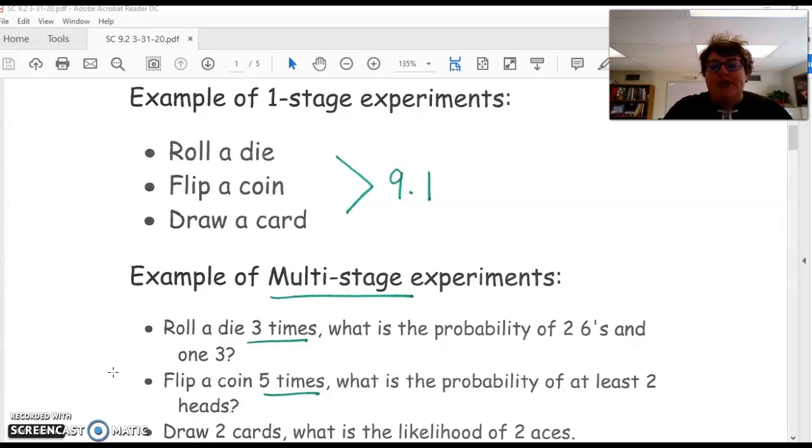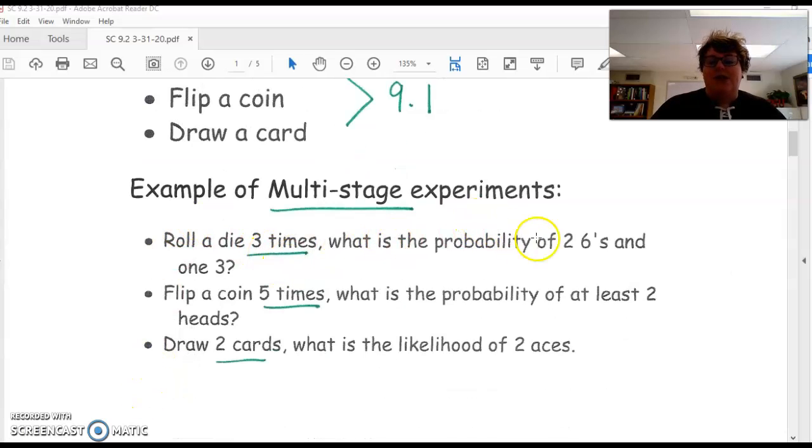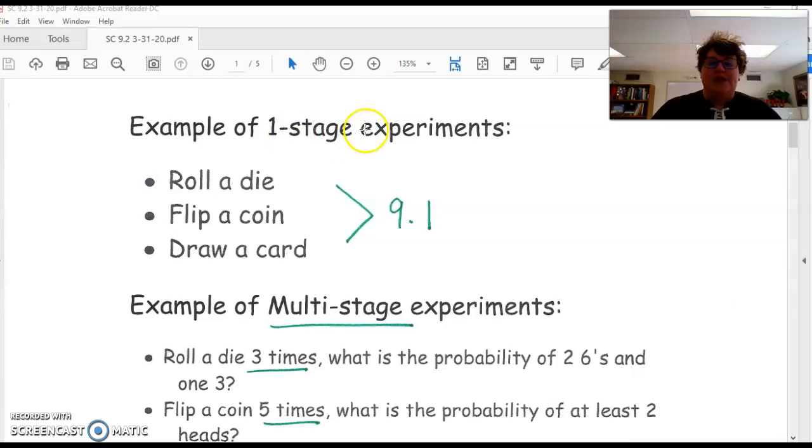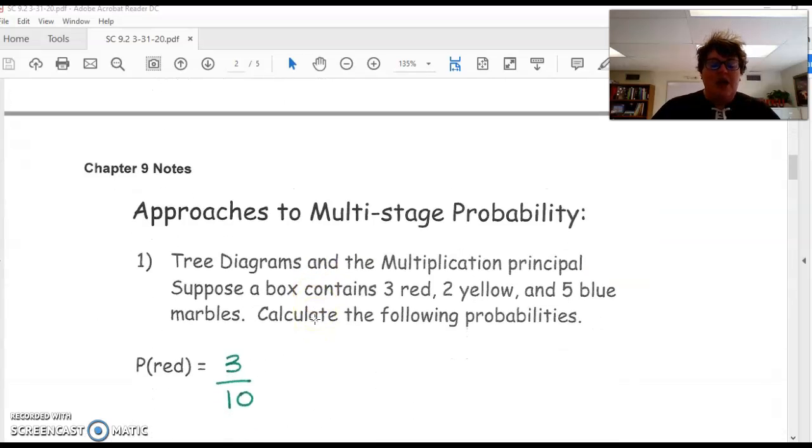So today we want to look at a multi-stage experiment and how you figure out the probability for that. So a multi-stage experiment is you roll a die 3 times, and what's the probability you get 2 6s and a 3? Flipping a coin 5 times, drawing a card 2 times, what's the likelihood of 2 aces? So multi-stage means you're doing whatever activity you're doing multiple times. So you have to put all of those probabilities together. So before, in our one-stage experiments, we added probability. Now, when we look at multi-stage probability, there are a couple of ways to look at it.